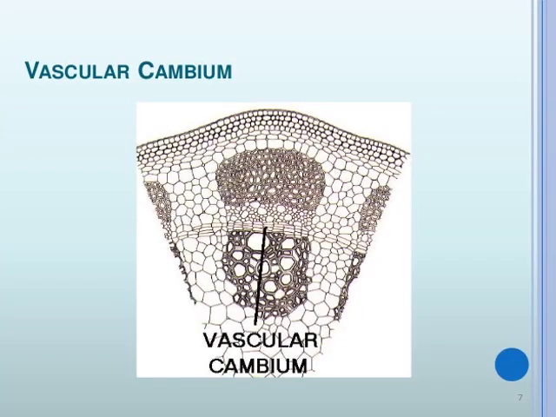So here we have another image that clearly indicates the presence of vascular cambium between xylem and phloem. So here on the inner side we have the cells of xylem. These are the cells of xylem, and towards the outer side or periphery we have the cells of the phloem. These are the cells of phloem. In between xylem and phloem we have the cells of vascular cambium.